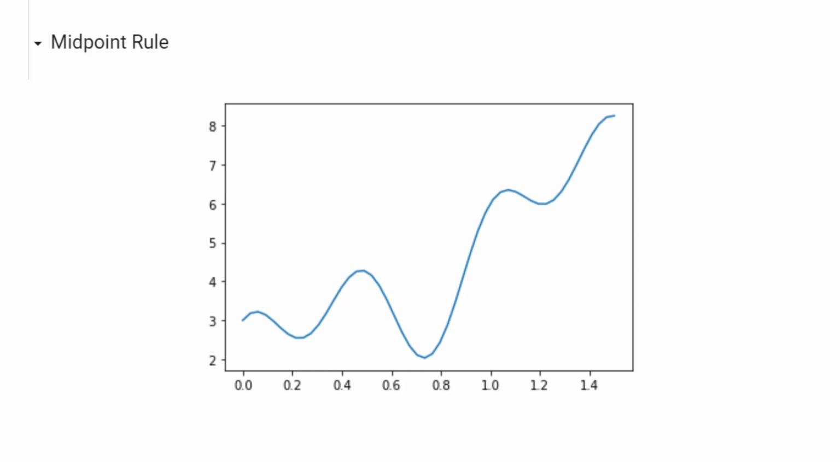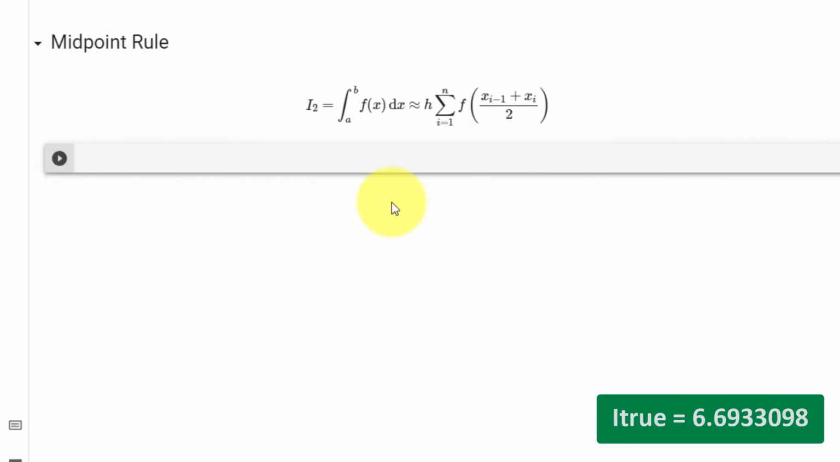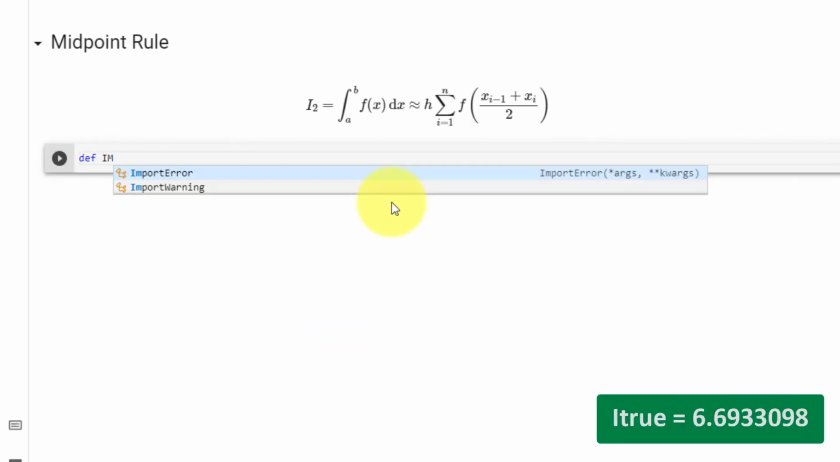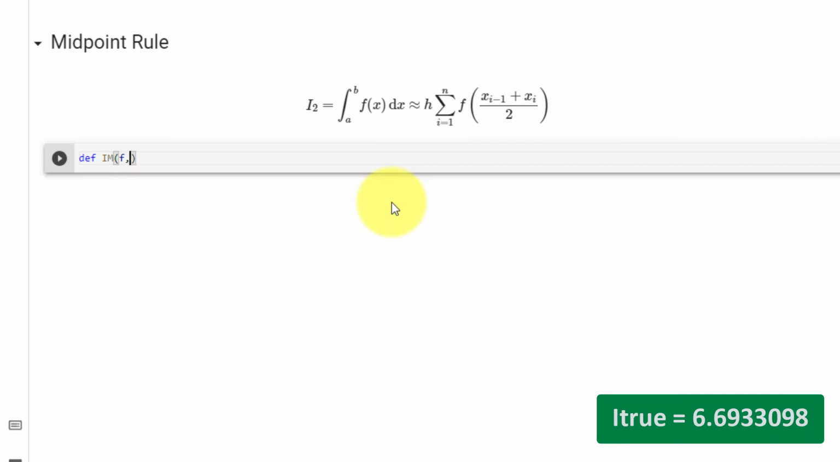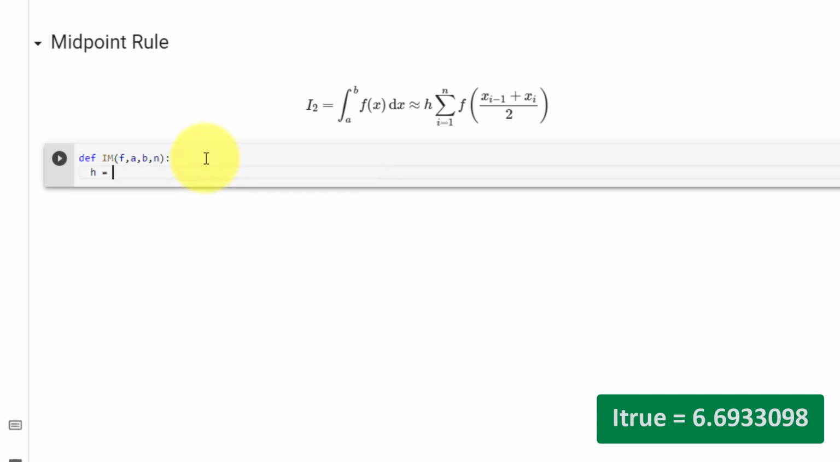Next, we will cover the midpoint rule. The midpoint rule approximates the integral using rectangles with a width of h and a height that is the average of the current point and the previous point. We will first define our function as Im with the inputs f, our equation, a, the start of our interval, b, the end of the interval, and n, the number of rectangles. Then h, the width of each rectangle, will be equal to our endpoint minus the start point, which gives us the width of the entire interval, divided by the number of rectangles.